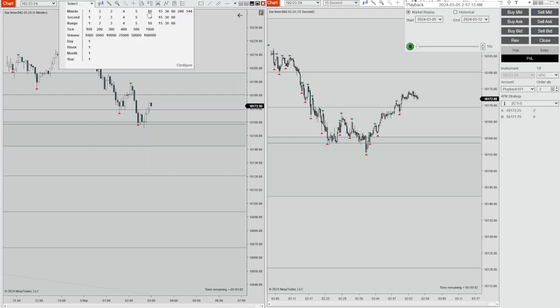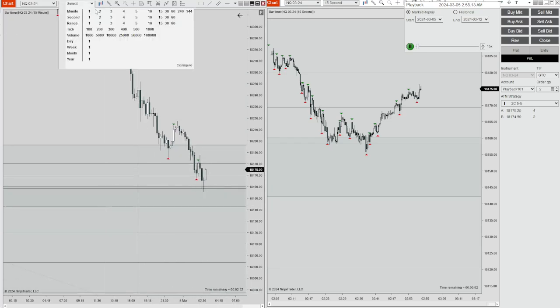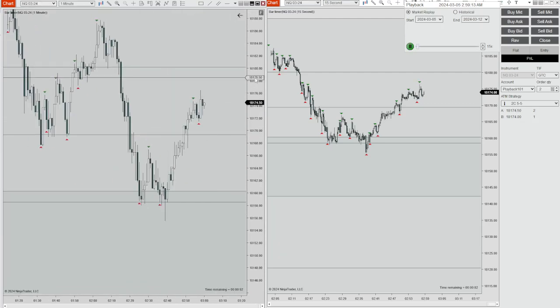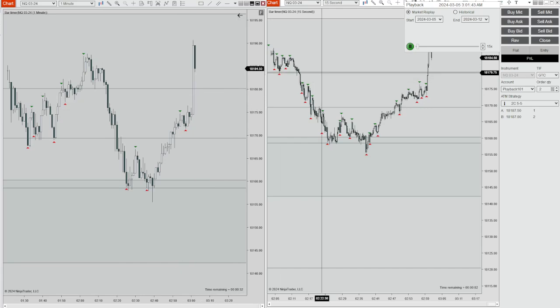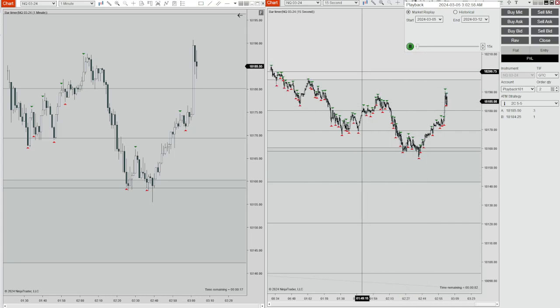5 minute fair value gap. 15-minute fair value gap. Right, little 1 minute fair value gap. Oh, that color's not good. Okay, it's a pretty strong move up.